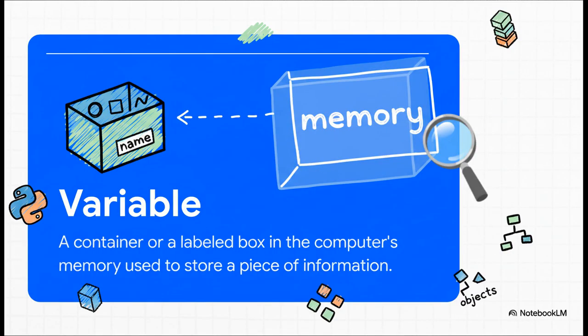Honestly, the best way to think about a variable is just as a labeled box. Imagine a little container sitting in the computer's memory. You slap a label on it, you put some piece of information inside, and that's it. Whenever you need that info later, you just shout out the box's name. It really is that simple.